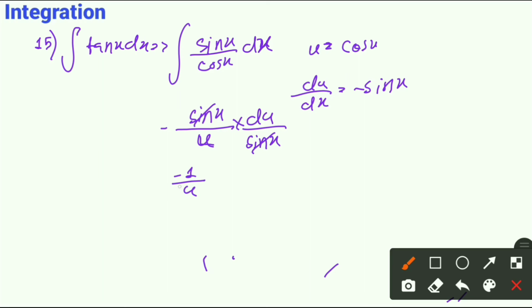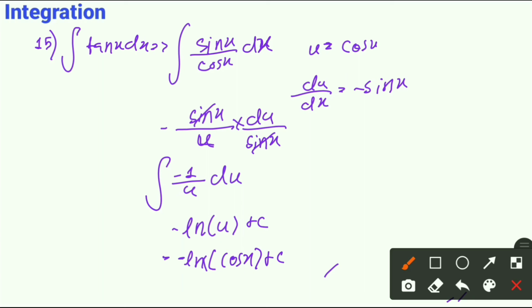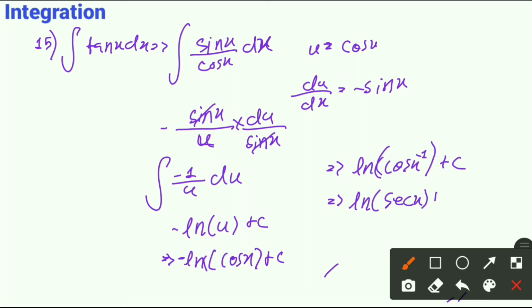Doing the substitution, sine x upon u multiplied by du upon minus sine x. Cancel, leaving minus 1 upon u, and it would be minus ln u plus c. u is cos x, so minus ln cos x plus c. Going even further, it would be ln of cos x to the power minus 1 plus c, and it would be ln sec x plus c, which is the answer for the integral of tan x dx. Okay, now let's move on.